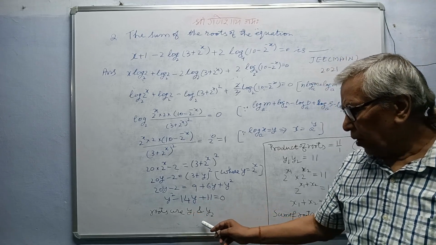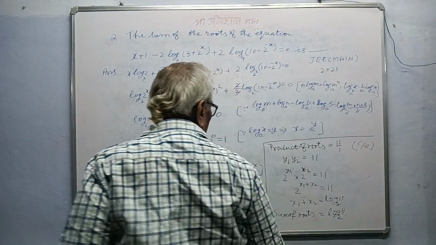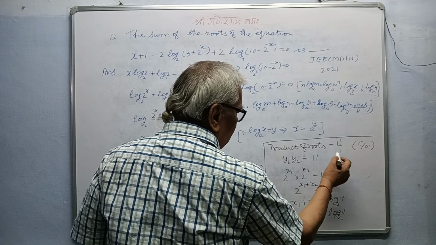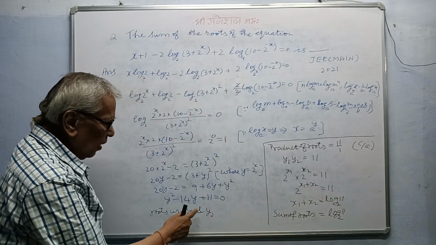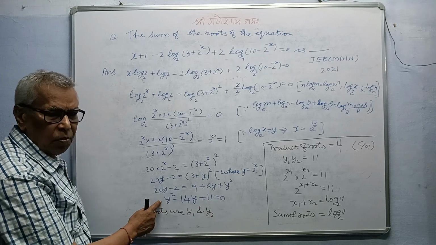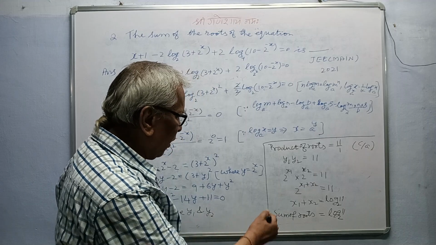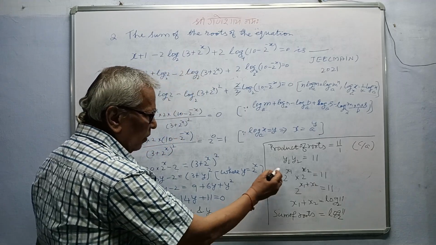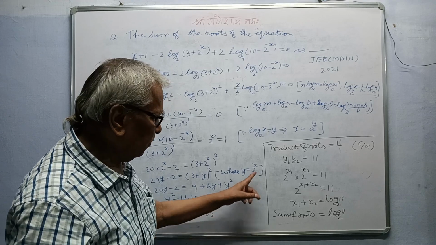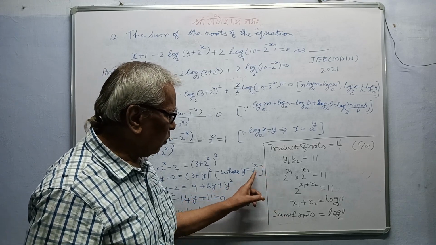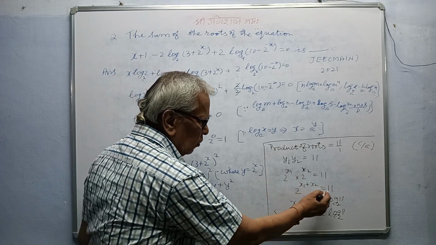Let the roots be y1 and y2. Product of roots is given by the formula 11 by 1, that is 11 divided by the coefficient of y square, which is 1. So 11 by 1. And product is y1 into y2, the roots. And y1 is equal to 2 to the power x1 and y2 is equal to 2 to the power x2. So this is equal to 11. So 2 to the power x1 plus x2 is equal to 11.